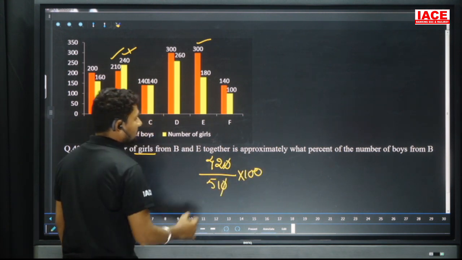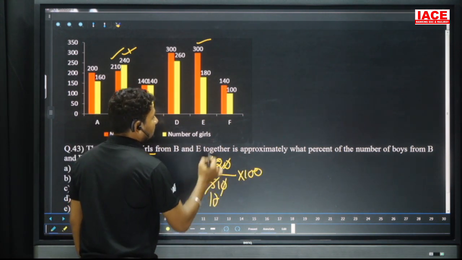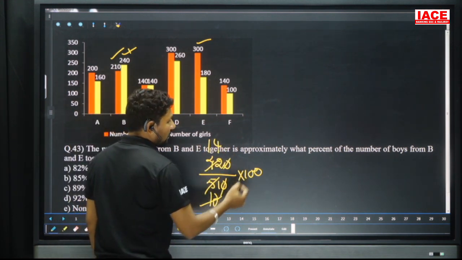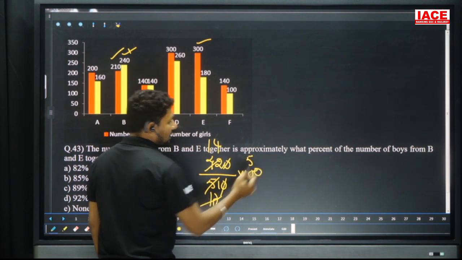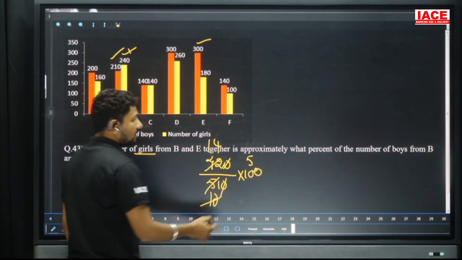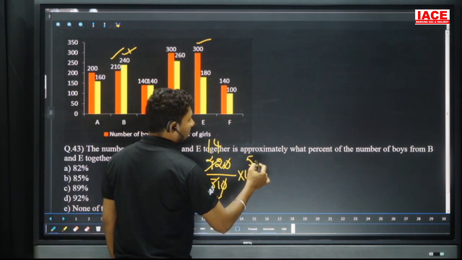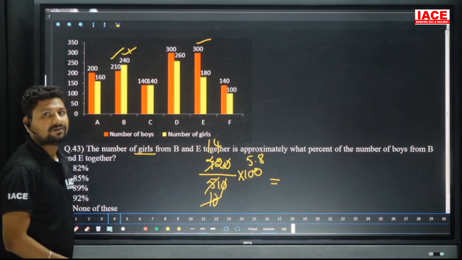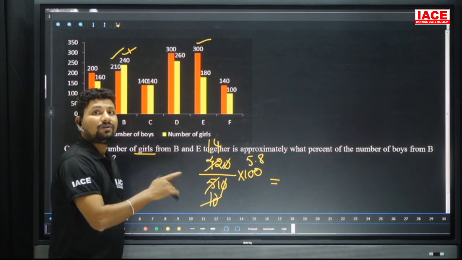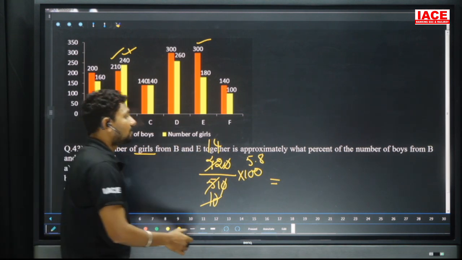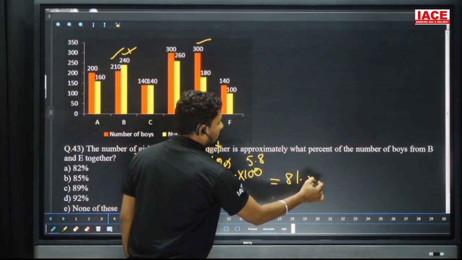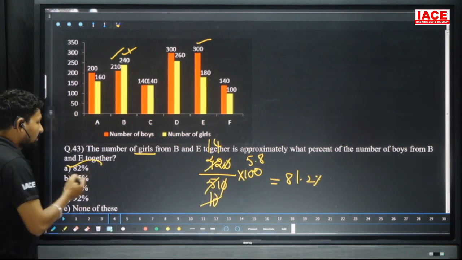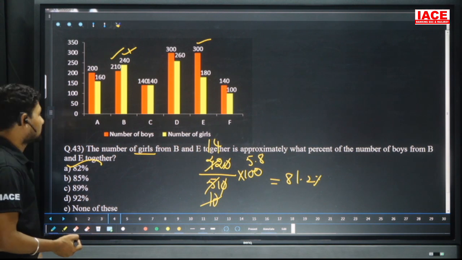0, 0 cancel. 3 17s are 51 and 3 14s are 42. And 17 into 100, how many times? 17 5s are 85, remaining value 15. And 17, how many times approximately will go? It is 8 times. So 5.8 multiplied by 14. 14 5s are 70. 14 8s are 112. 11 is added to 80, which is equal to 81.2 percentage we will get. Then approximately 81.2 percentage means it is equal to how much percentage? 82 percentage will be the answer.